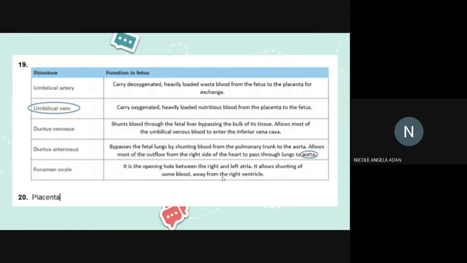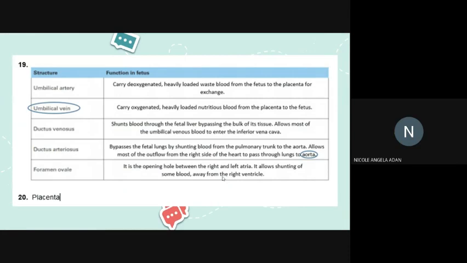Number 19: for each of the following structures, indicate its function in the fetus. Circle the blood vessel that carries the most oxygen-rich blood. The umbilical artery carries deoxygenated, waste-laden blood to the placenta for exchange. The umbilical vein carries oxygenated, nutrient-rich blood to the fetus. The ductus venosus allows most of the umbilical venous blood to enter the inferior vena cava.